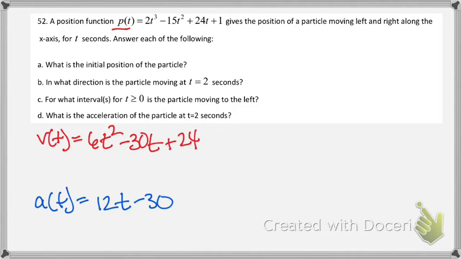All right, so the initial position basically means what is this position when time is 0. So you plug in a 0 here, here, and here, and you get the initial position is 1. So they're on the x-axis at 1.